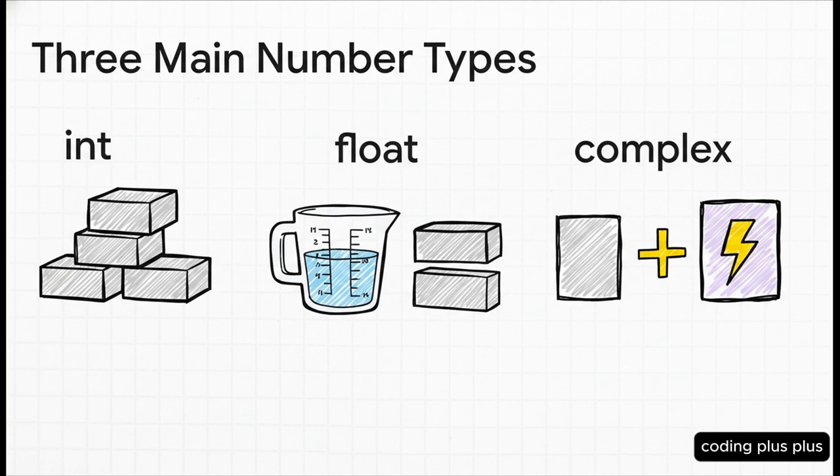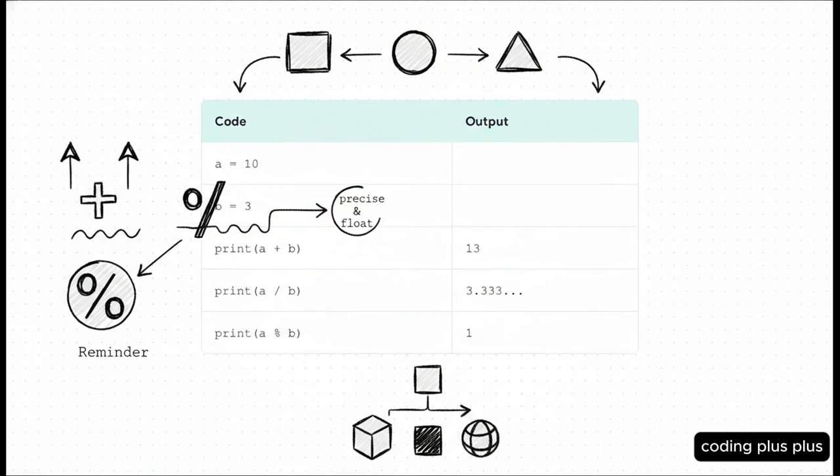An int is just a whole number, like 10 or -404. A float is any number with a decimal point, and then there's complex numbers. You'll see those in some pretty specific math and science stuff. For most of what you'll be doing, you're going to live in the world of ints and floats. And of course, you can do all the normal math, right?